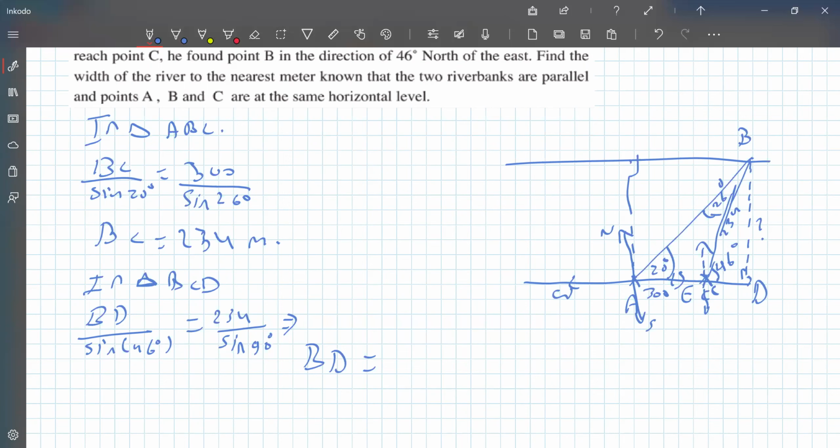Now we can find BD. Calculate. 234 times sine 46 over sine 90 will be 168.33 meters, approximately 168 meters. This is the width of the river that he asked about.